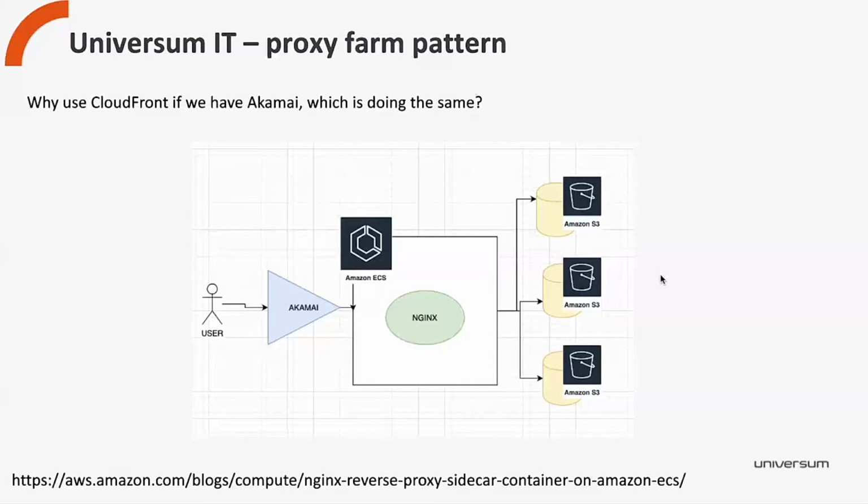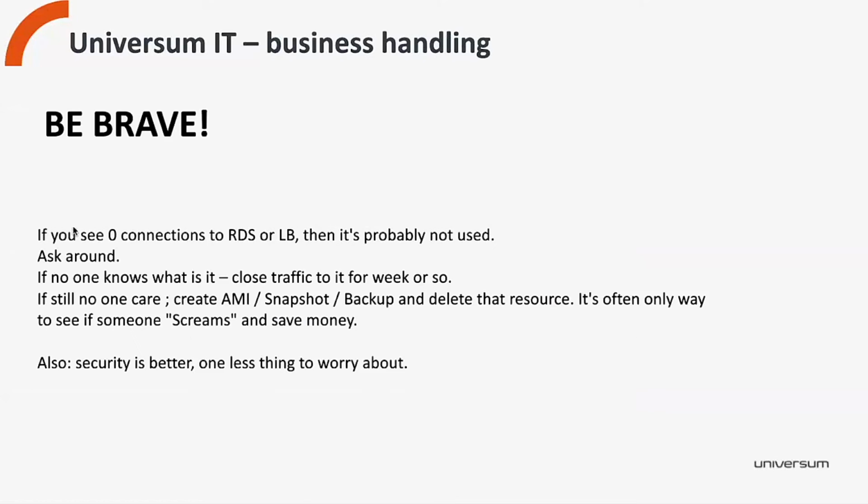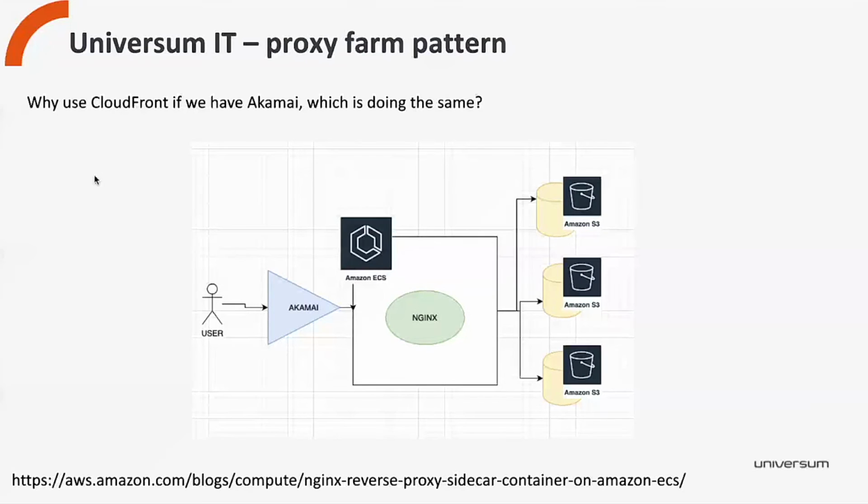We also used the proxy farm pattern for static content for React apps or Vue apps, or basically front-end. We do not use CloudFront because we have Akamai and it is basically the same stuff. So we are just using Akamai, then going to the load balancer and ECS, and Amazon S3, where we store our static websites.